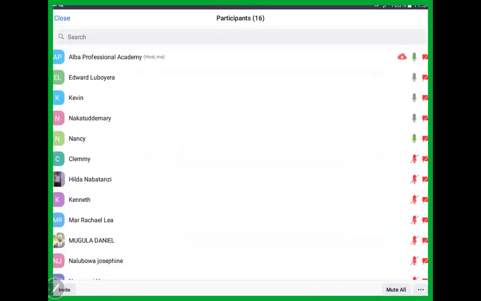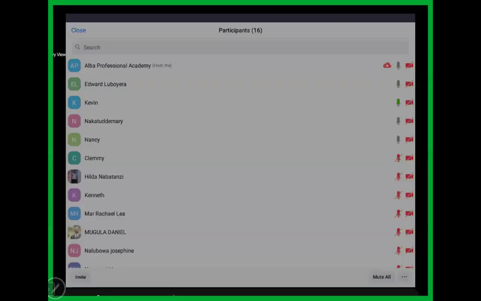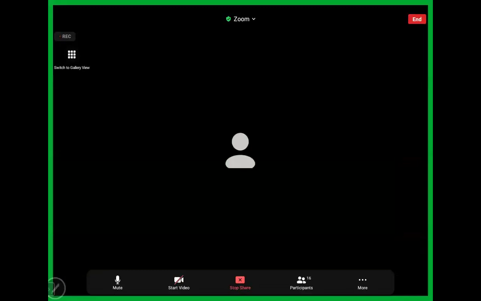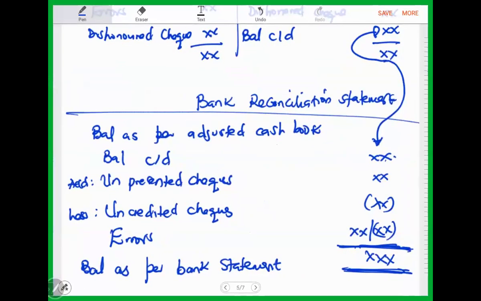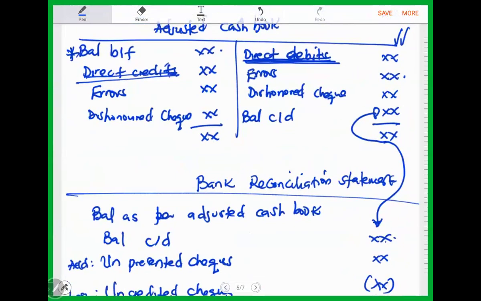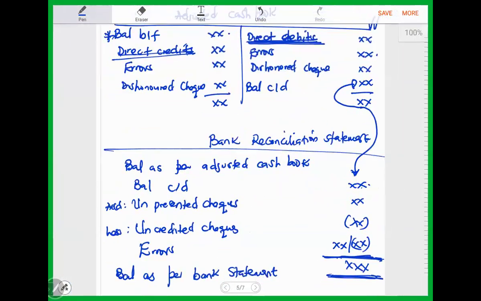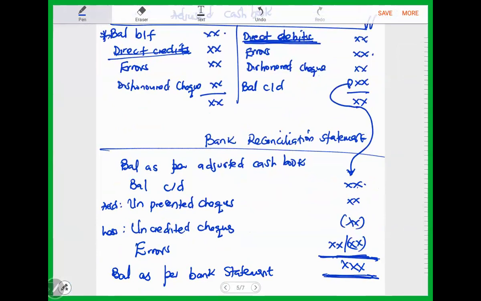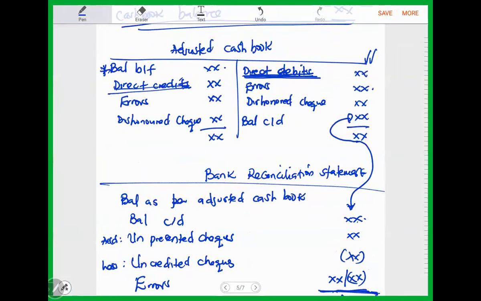Excuse me, I want to copy this, the format of the adjusted cash book. You want to copy the format of this one here? It is there. Yeah. Only that you need. That one there.